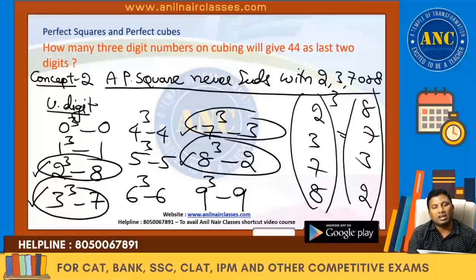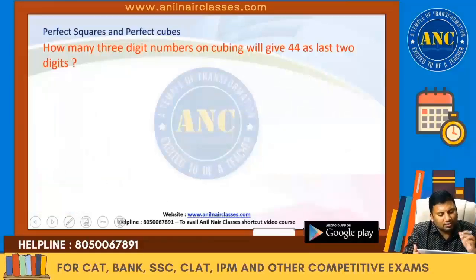2, 3, 7 or 8 on cube, I will get another unit digit: 8, 7, 3 or 2. Idea clear? With this, we will solve this question. Once you understand this concept, it is very clear.